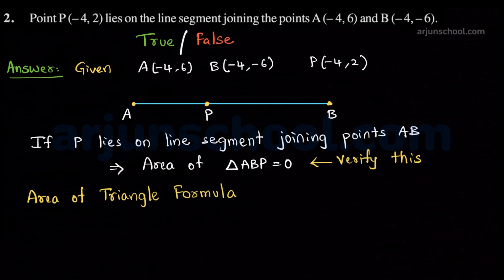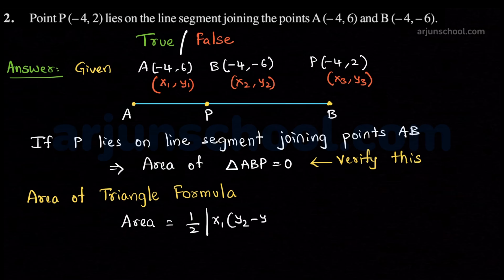Let us consider that the point A is (x1, y1), point B is (x2, y2), and point P is (x3, y3). And what is the area of triangle formula when we are given 3 points? Area is equal to 1 by 2 modulus of x1 (y2 minus y3) plus x2 (y3 minus y1) plus x3 (y1 minus y2). Now let us substitute the given points in this formula.